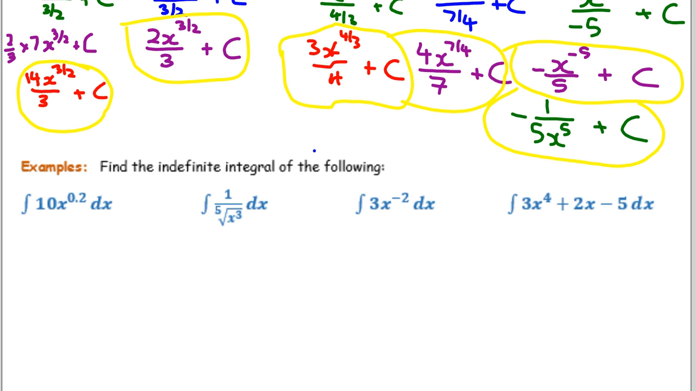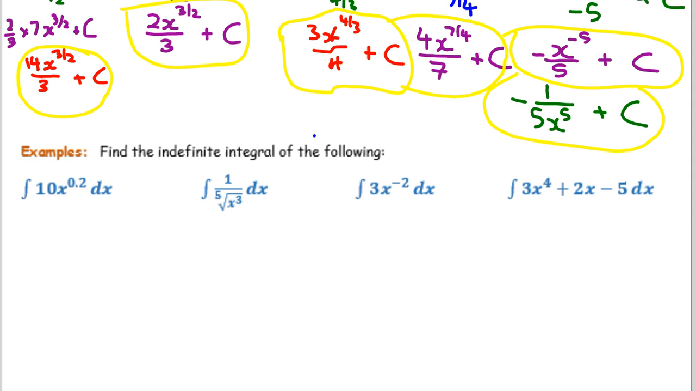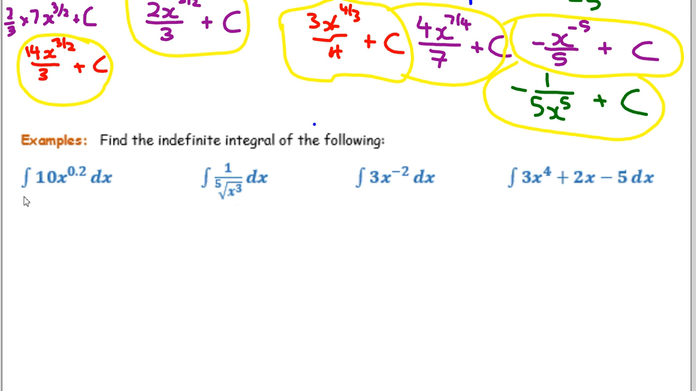So find the indefinite integral just means do what you were doing up here. That's all. You're just going to have plus c in the answer. So this little symbol here means integrate. That's a little universal symbol to mean find the antiderivative, to integrate.